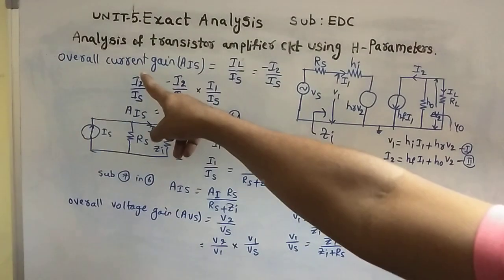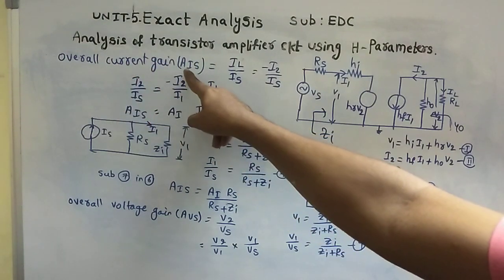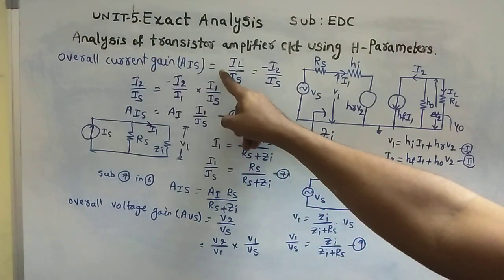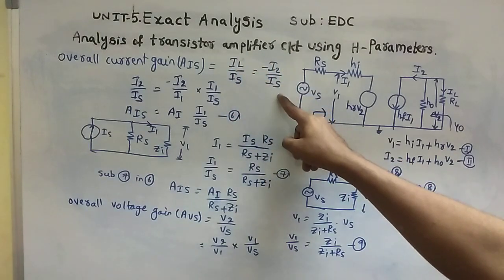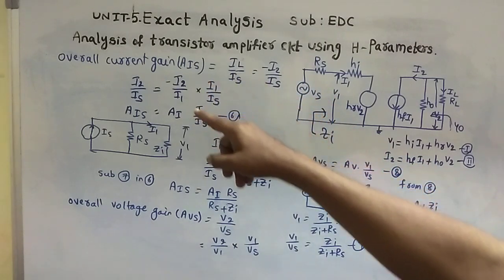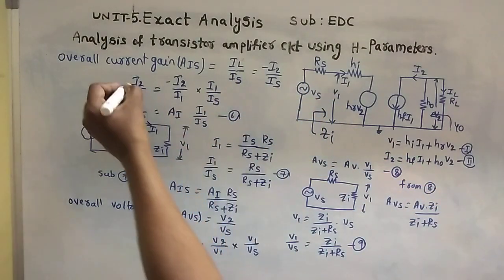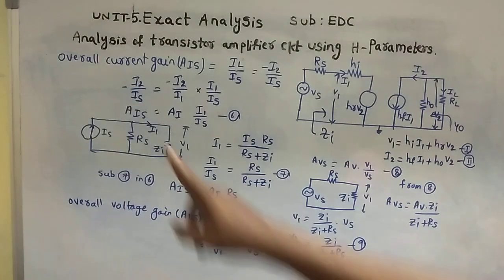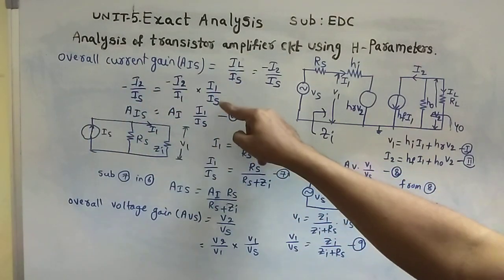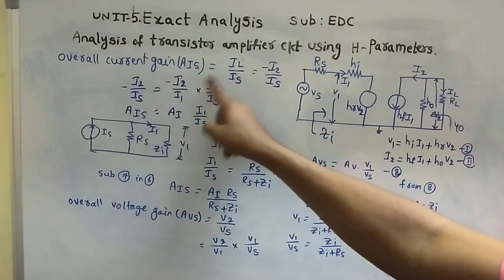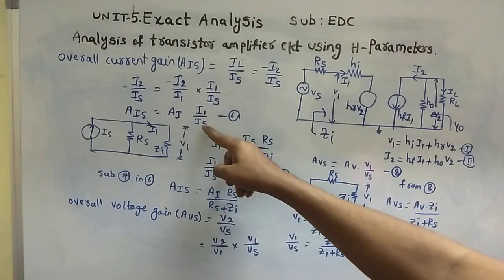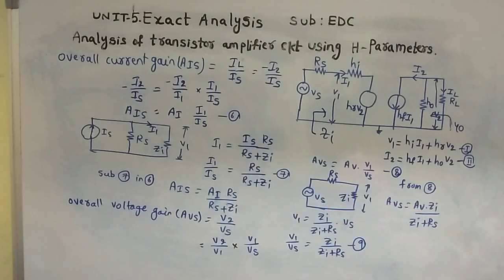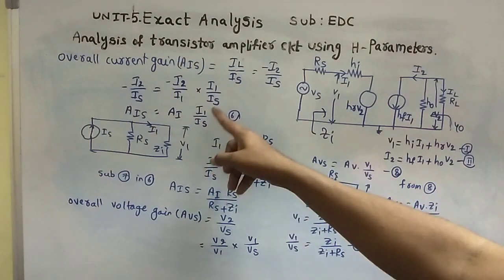Next parameter is overall current gain, that is known as AIS. AIS is equal to output current by input current, IL by IS. That is nothing but minus I2 by IS. I am going to write minus I2 by IS as minus I2 by I1 into I1 by IS. We know that minus I2 by I1 is the current gain, AI. So minus I2 by I1, current gain, into I1 by IS. This is the sixth equation, continuation. Similarly, we have to find I1 by IS.